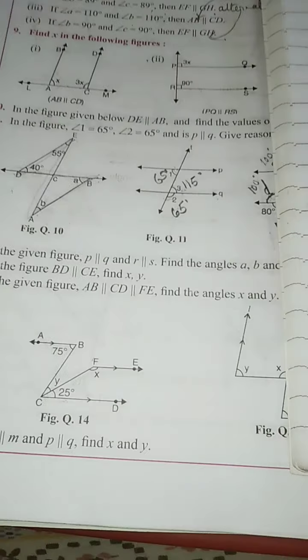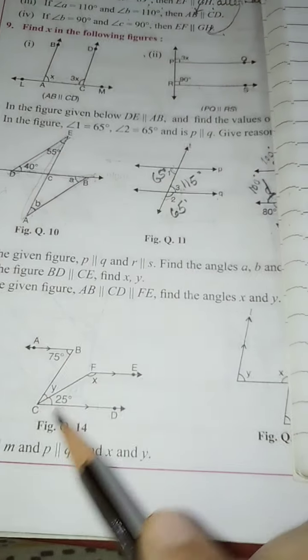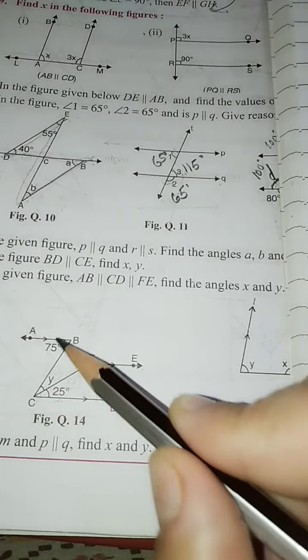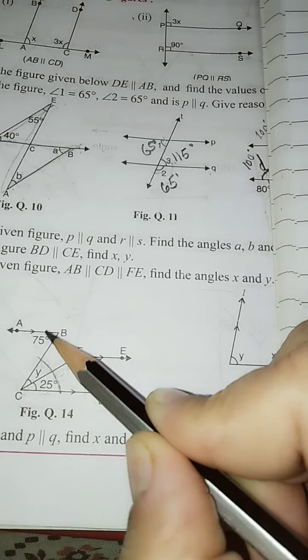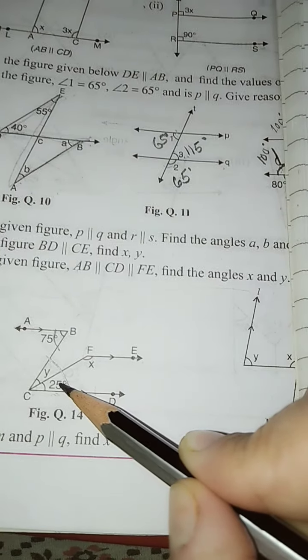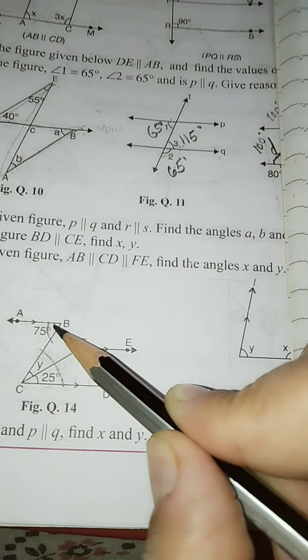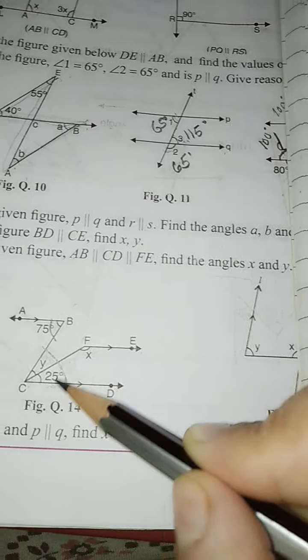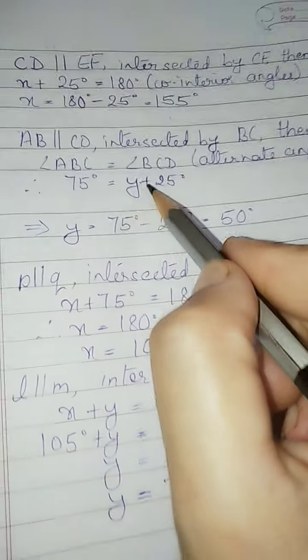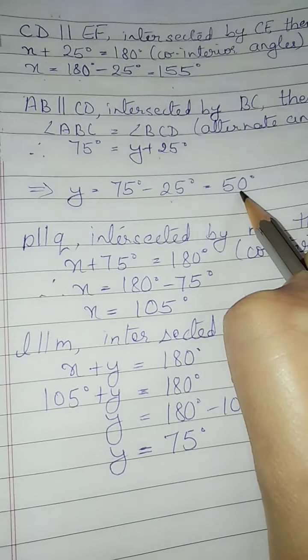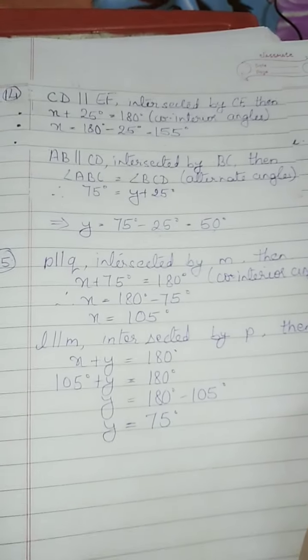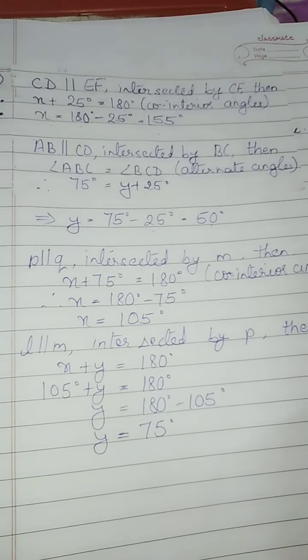Now let us come to y. Here AB parallel to CD intersected by BC. So this 75 and this complete angle, they both are alternate angles. So 75 is equal to y plus 25. This angle is actually y plus 25. So 75 equals y plus 25, so y you will get 75 minus 25, that is 50 degrees. In this way you have to write in your copy and draw the diagram also.